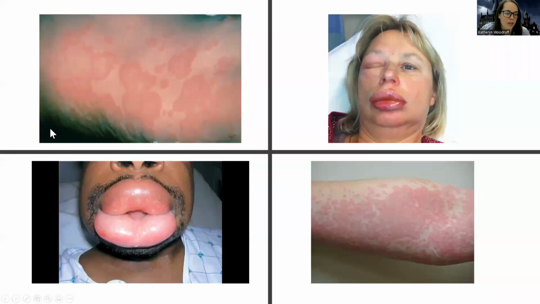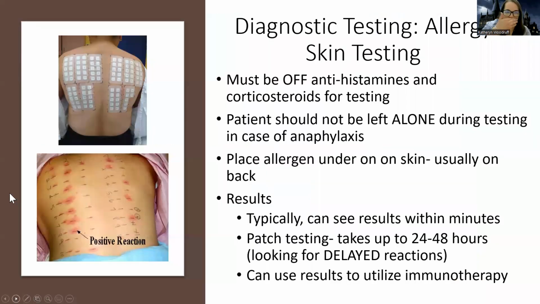So here's some examples. Here's some hives and welts that people have. Here's some angioedema where the lips and so on are getting swollen as a result of exposure to an allergen. Again, your body's trying to help, but its reaction was a little too intense. Your immune system's a little too strong.